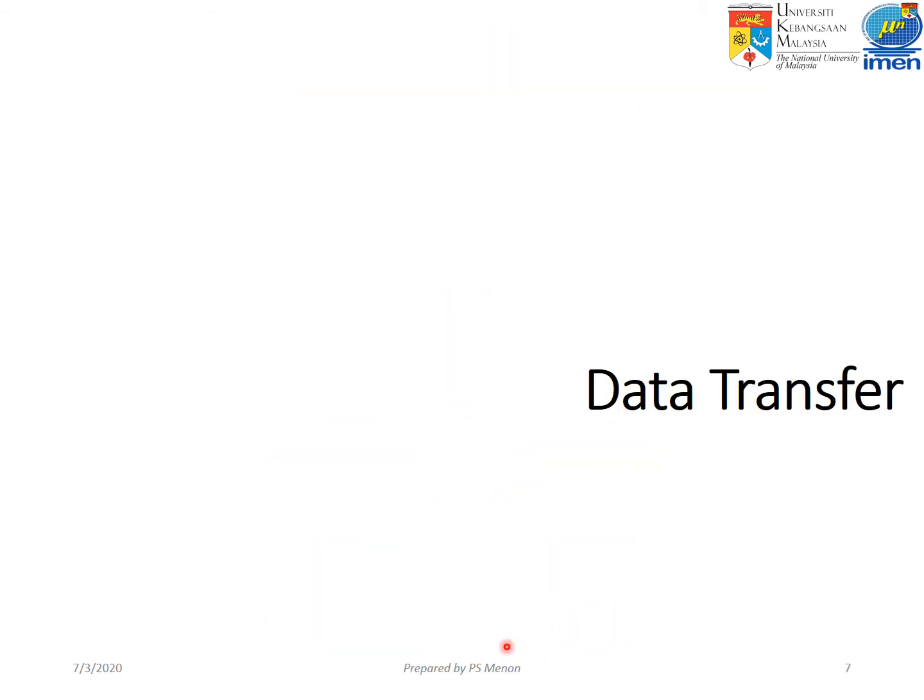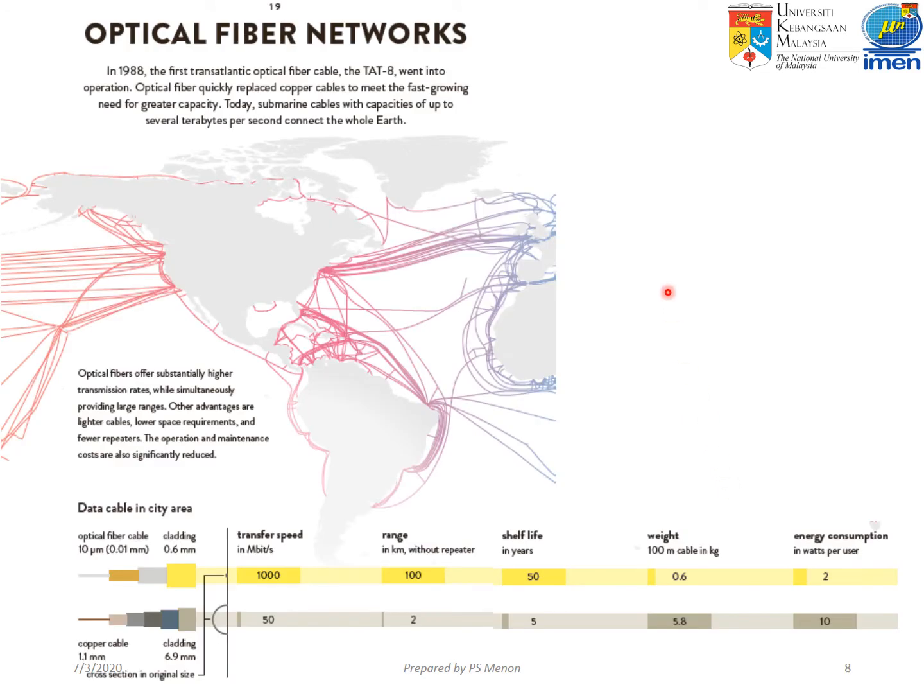Okay, we move on to data transfer. Optical fiber networks. In 1988, the first transatlantic optical fiber cable, the TAT-8, went into operation. Optical fiber quickly replaced copper cables to meet the fast-growing need for greater capacity. Today, submarine cables with capacities of up to several terabits per second connect the whole Earth.